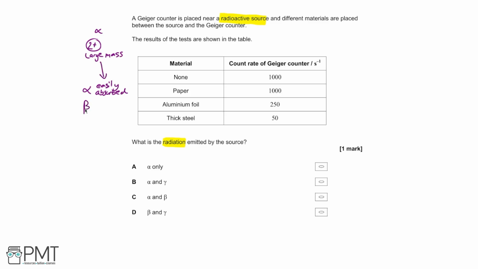As for beta, beta is less easily absorbed, so it has a range in air of about 1 meter. What this means is that you need a slightly stronger absorber rather than something like paper to absorb beta radiation. Therefore, something like aluminium will do the trick.